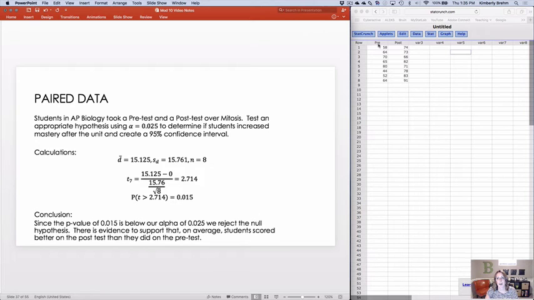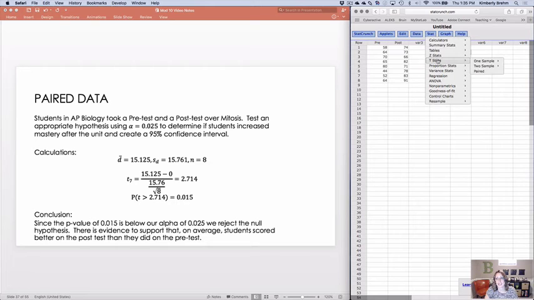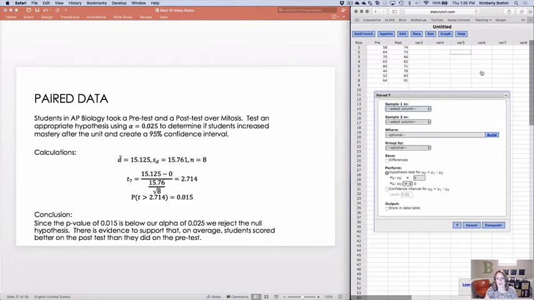So notice I have my pre and my post-test scores, and instead of creating a column that has the differences in them, I'm just going to let StatCrunch do all of that work for me. So I'm going to go to Stat, T-Stats, and then go to Paired. And again, I think the post-test is going to be higher, so I'm going to put that first, and sample 2 is the pre-test, and I can save the differences if I want. So if I want to save what the actual differences are, I certainly can do that.